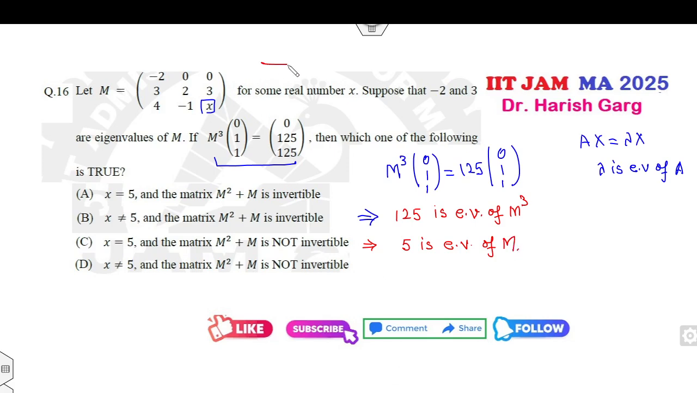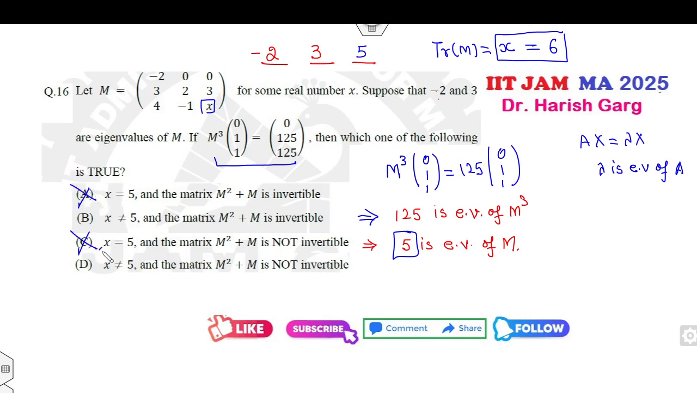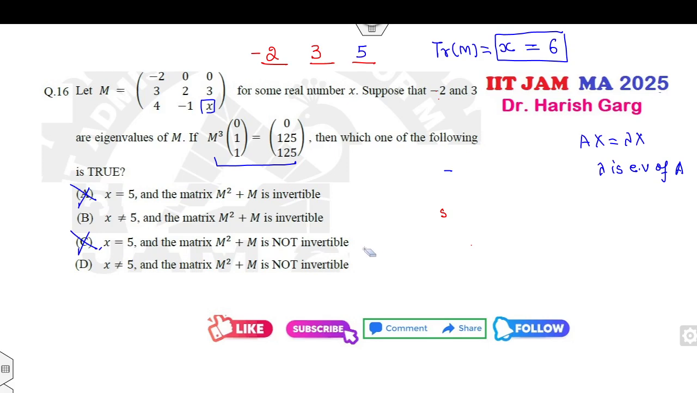Clear? So this matrix has 3 eigenvalues. One eigenvalue is given as minus 2, the second eigenvalue is given as 3, and the third eigenvalue we have obtained as 5. Then your target is to find x. So what is the trace of the matrix M? Trace is x, and the trace is always the sum of the eigenvalues. So x will be 6. x equal to 5 is cancelled, x equal to 5 cancel. Is it okay? Now for the rest of the part, you have to check whether they are invertible or not.